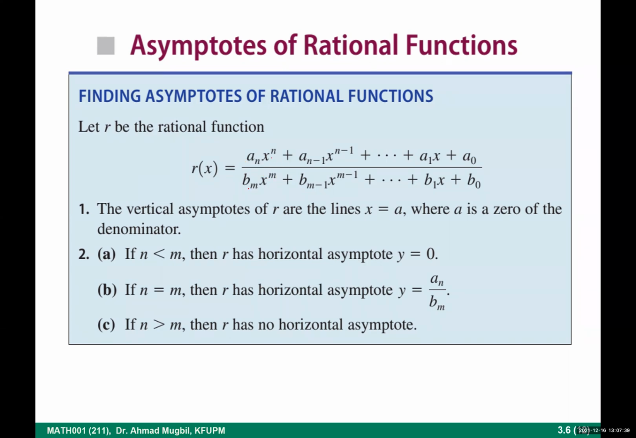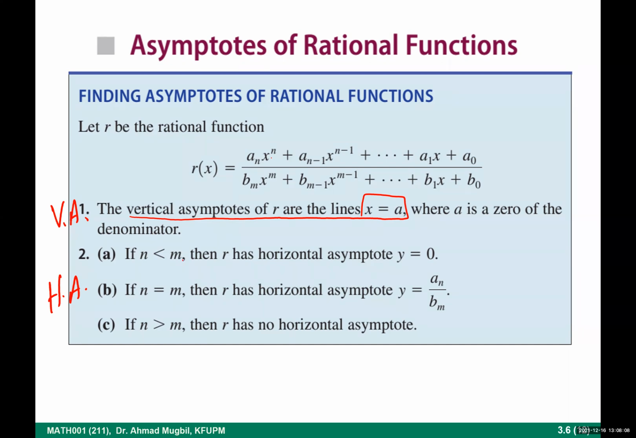Now, the vertical asymptotes are simply the lines x equals a. What is a? a is a zero of the denominator. So always, if there is a vertical asymptote, it will be a zero of the denominator. Okay. Now this is for the vertical asymptote. For the horizontal asymptotes, we have 3 cases.